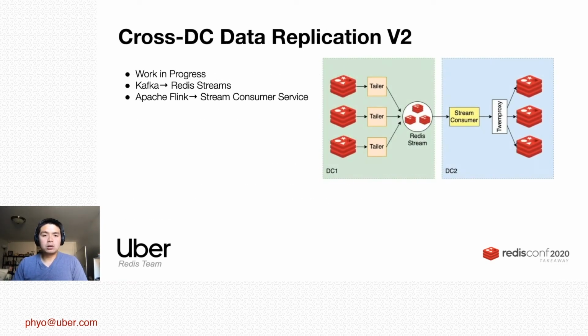For V2, we simply replace Kafka with a Redis cluster to write the Redis streams, and Apache Flink with a lightweight Golang application called Stream Consumer Service. Let's dive into the producing part.